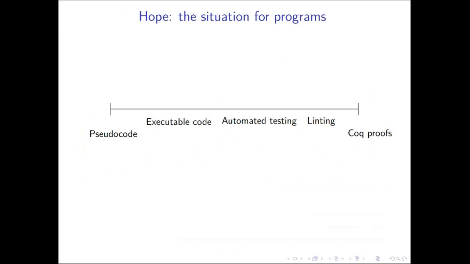In programming, you've got this really broad spectrum. On one side, you could just write down pseudocode for your algorithm or whatever you're trying to do. That gives you no guarantees at all. Or on the very far side, you've got Coq proofs, which give you a lot of great guarantees, but it's really hard to do. But for programs, we've got this whole thing in the middle where you can write executable code and run it, right?